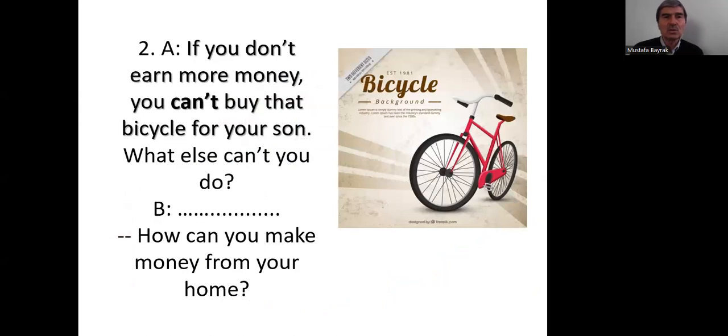Yes, dialogue 2. Yes, please, let's recognize the dependent clauses and main clauses. For example, if you don't earn more money, this is the dependent clause, the if clause. If you don't earn more money, you can't buy that bicycle for your son. You can't buy that bicycle for your son is the main clause. Okay. What else can't you do? I can't buy whatever I want. Okay.